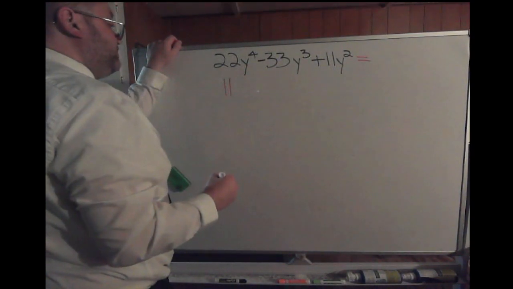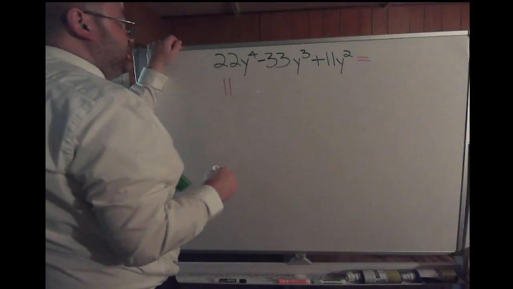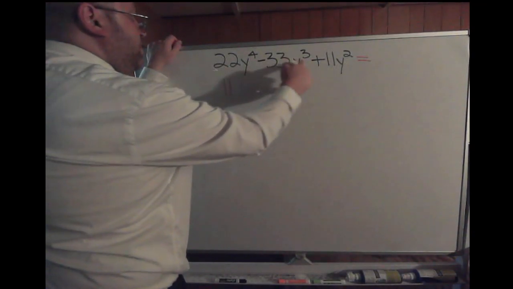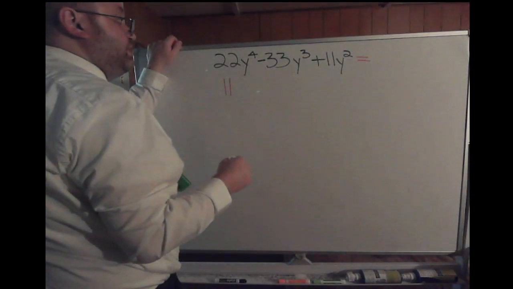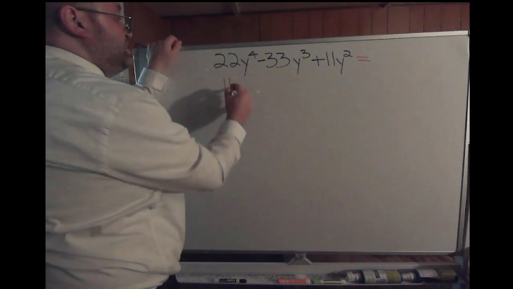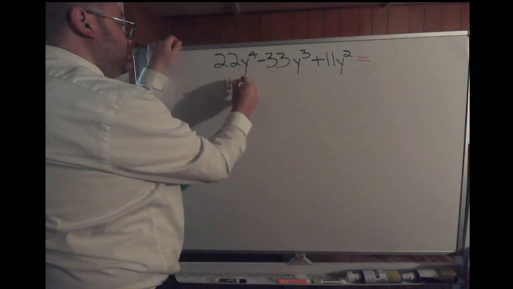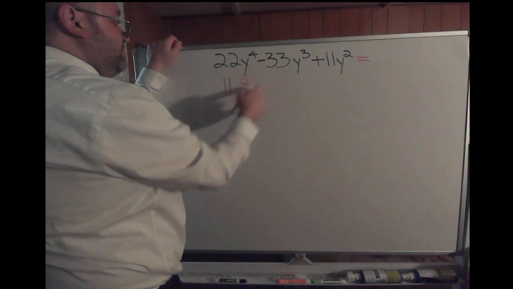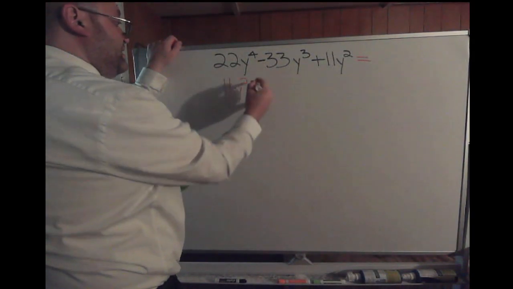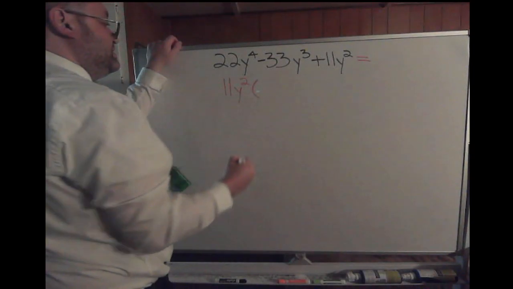So we got that. Now between y to the fourth, y to the third, and y to the second, what's your greatest common factor of those three variable expressions? Definitely y to the second. So your greatest common factor of these three terms is 11y to the second. Now you're going to form your parentheses.